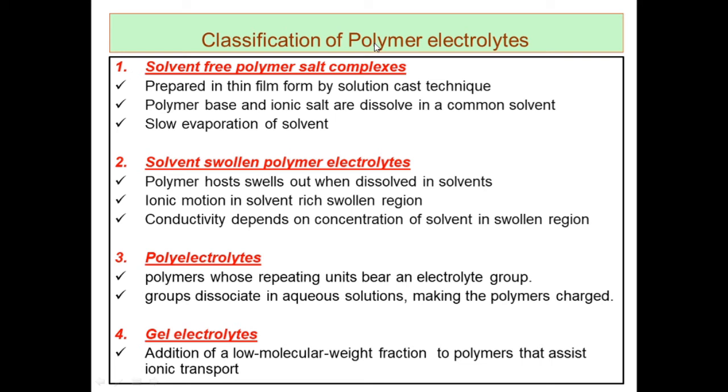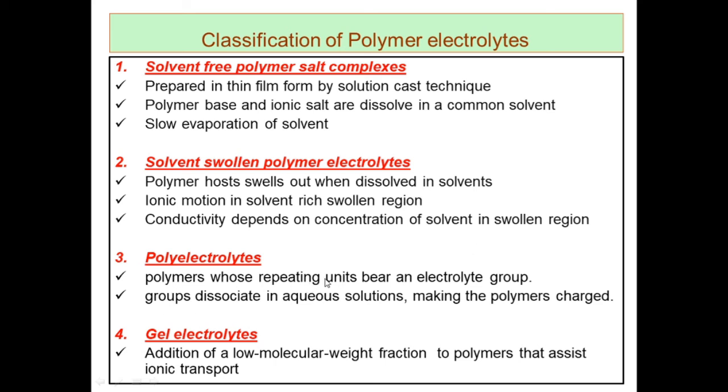The classification of polymer electrolyte can be given here. There are four types of polymer electrolyte. First, solvent-free polymer salt complex, which can be prepared with the thin film solution cast technique. A polymer base and ionic salt are dissolved in a solvent, followed by slow evaporation of the solvent. Second, solvent-swollen polymer. The polymer swells when it is dissolved in a solvent. Ionic motion occurs in the solvent-rich region. Conductivity depends upon the concentration of the solvent in that region.